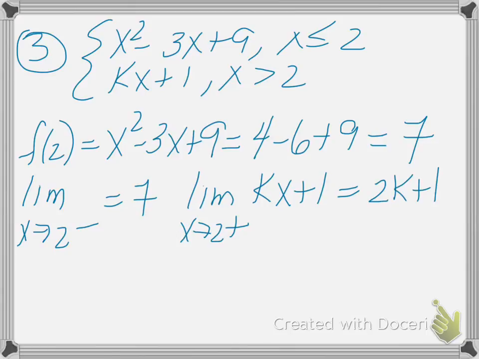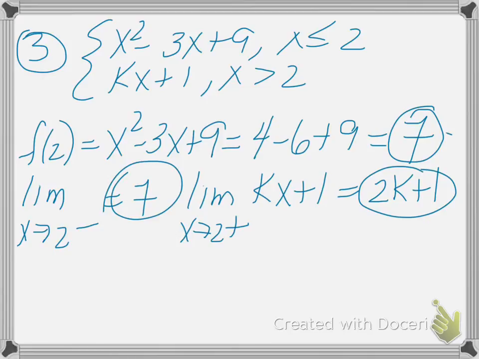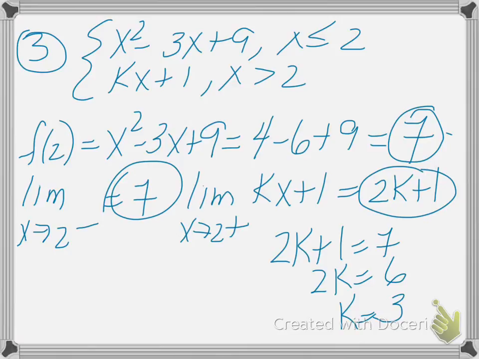So the only way that this function is going to be continuous is if this thing is equal to this thing. And that's because this limit from the left side was the same as f of 2. Okay, so we're going to say 2k plus 1 equals 7, 2k equals 6, and k equals 3, which is choice C.